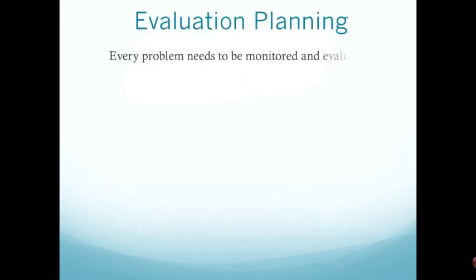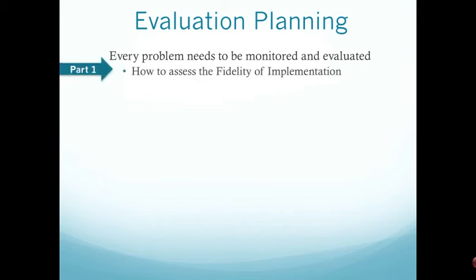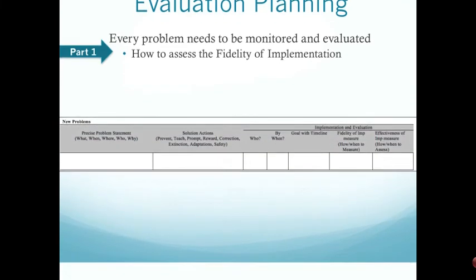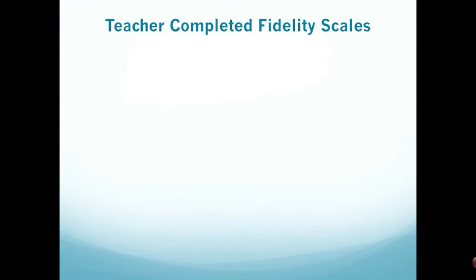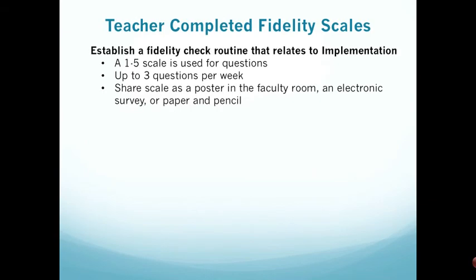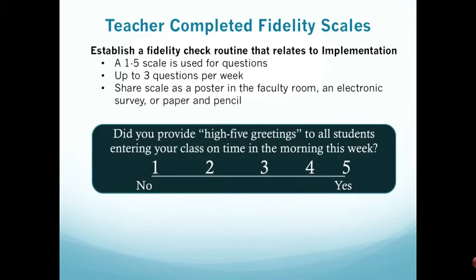We now need to develop an evaluation plan that has two aspects. The first one is looking at the fidelity of implementation. In other words, did we do what we said we were going to do? This will be documented on our meeting minutes form. Here's an example of some different ways that we can gather this data. We want to use quick and easy metrics. The first one can just be put up in the faculty lounge. Questions on a chart paper, on a whiteboard, asking questions about the solutions that you said you were going to put in place.